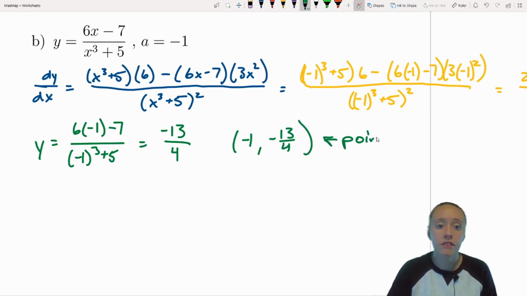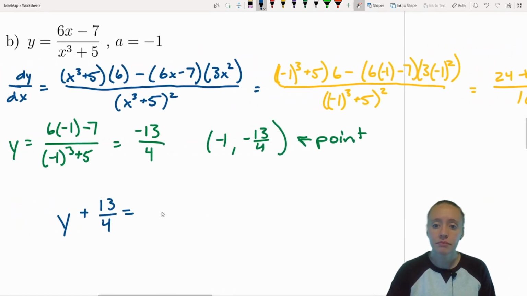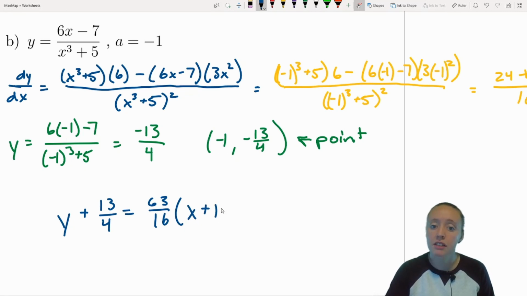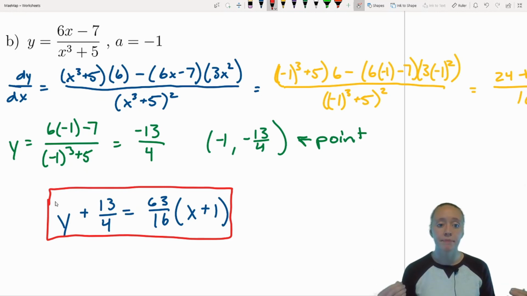Writing the equation of the tangent line, we'll have y minus y1, so y plus 13 over 4 equals m, our slope, which remember is 63 over 16, times x minus x1, x minus negative 1, so x plus 1. And there we have it. That's the equation of our tangent line at the point when x, or a, equals negative 1.